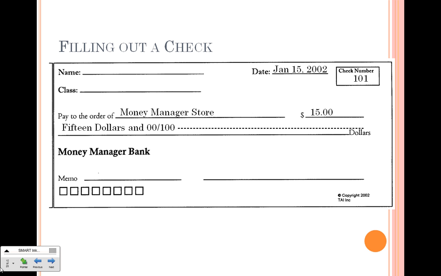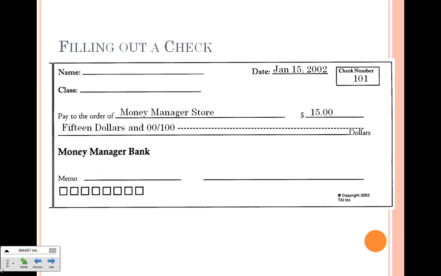Another question that usually comes up is, why do I have to write a numerical amount and then write it out in words? Because banks are comparing to make sure that the numerical amount matches the words, because if it doesn't, then they'll notify you of the discrepancy to make sure which one is the correct one.